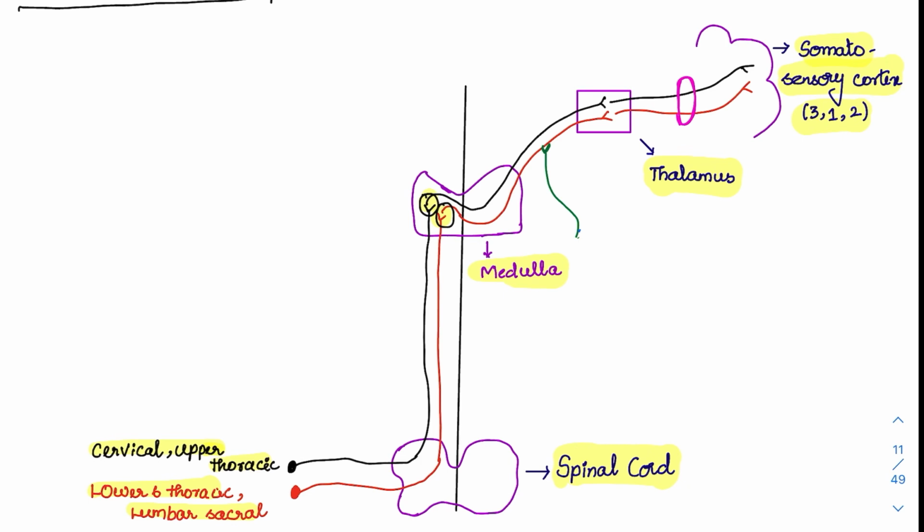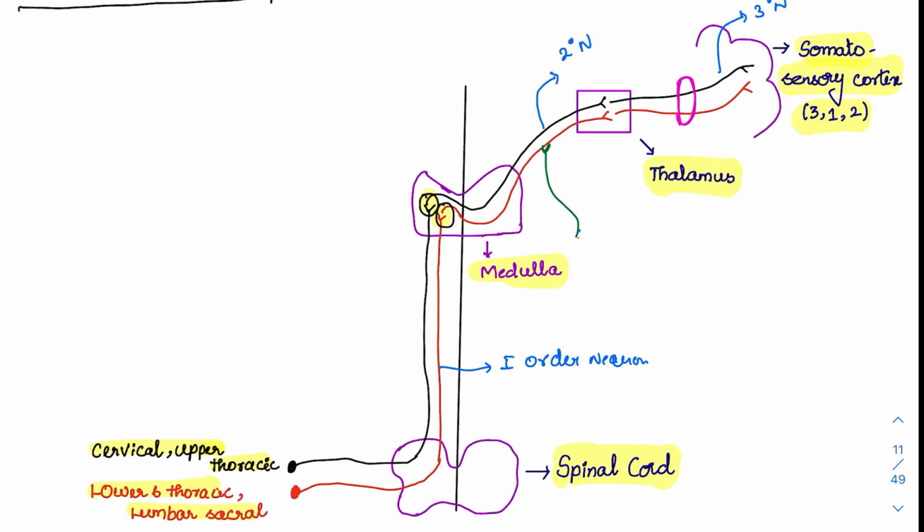For example, starting from the periphery, it will go and form the first synapse. That is called the first order neuron. In this example, it is forming a synapse in the medulla. So till this nerve, this is called the first order neuron. The second order neuron is carrying it from the medulla till the thalamus. We will write it as second order neuron. Then the third order neuron, from the thalamus, will reach the somatosensory cortex. This is called the third order neuron. So these are the neurons which are going through it.